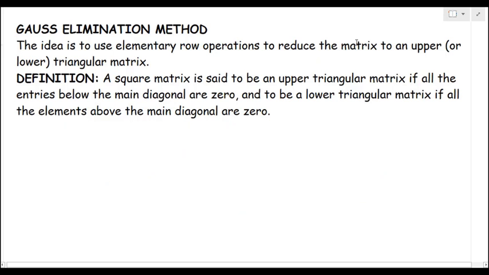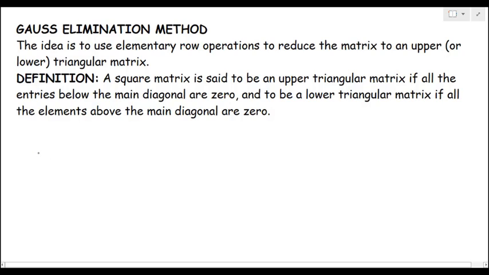Our fourth method is the Gauss elimination method. In this method, the idea behind it is row operations, where we reduce the matrix to either an upper or lower triangular matrix, and we say that a square matrix is an upper triangular matrix if all the entries below the main diagonal are 0.